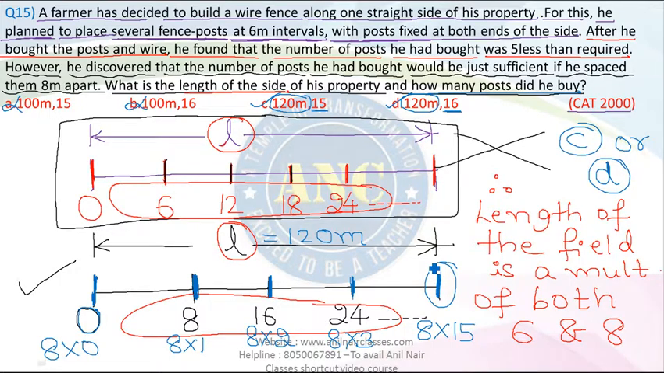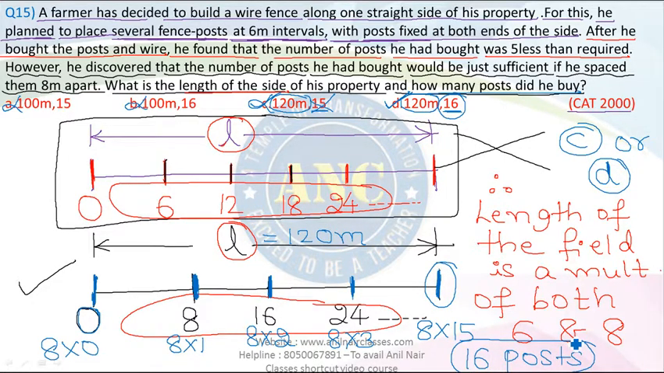That means the total number of posts that he purchased is not equal to 15, but it is equal to 16. Answer for this question is option D. It is not option C. He purchased 16 posts in total, or in other words he is having total fences of 16 posts. Therefore the answer is not option C 120, 15, but the right answer for this question is 120, 16.